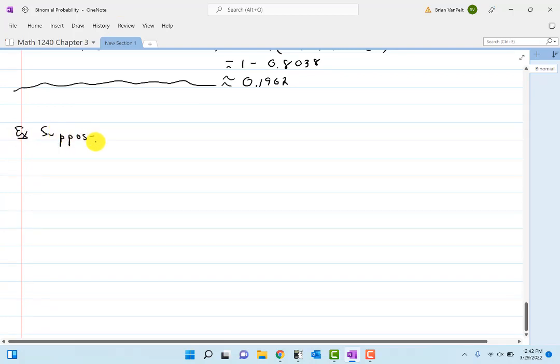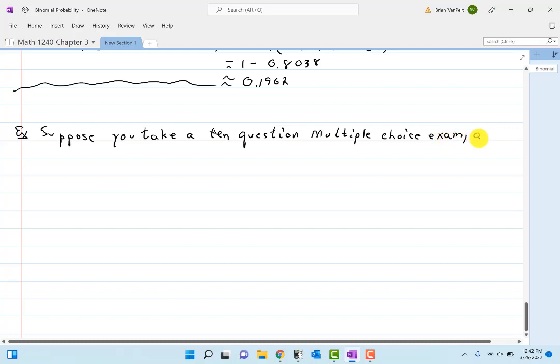Suppose you take a 10 question multiple choice exam and every question has 4 parts. So we could be looking at something like this. We could have A, B, C, D.